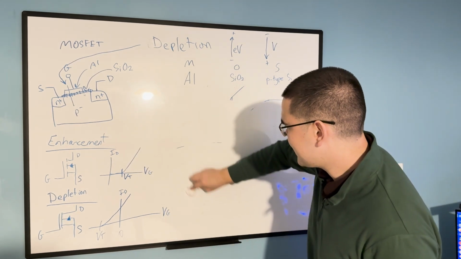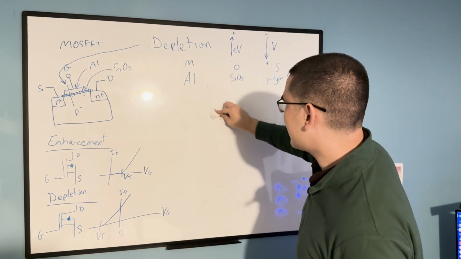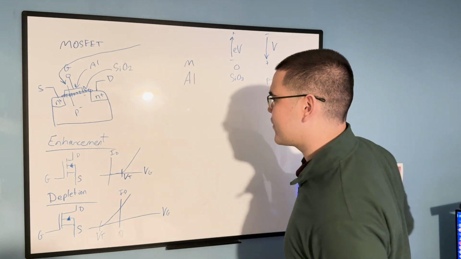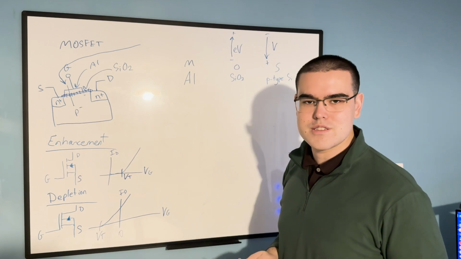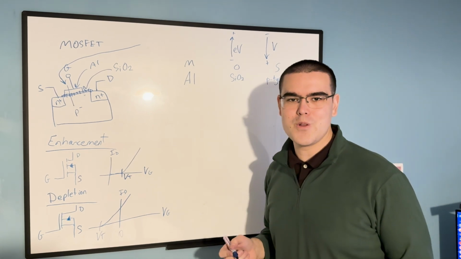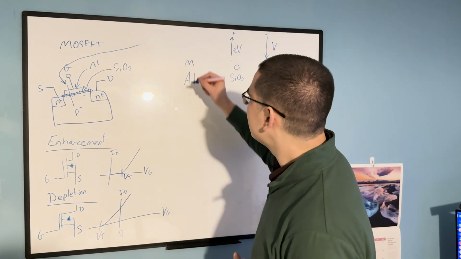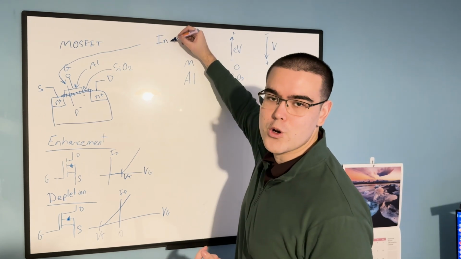So if we apply a negative gate voltage to attract holes, we want to attract electrons to form a channel. Electrons have a negative charge. So therefore, we need to apply a positive voltage, but a greater positive voltage than it was for depletion. We call this inversion. You'll see why.